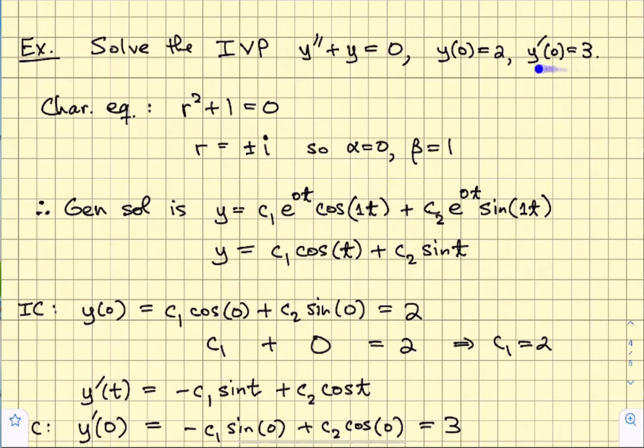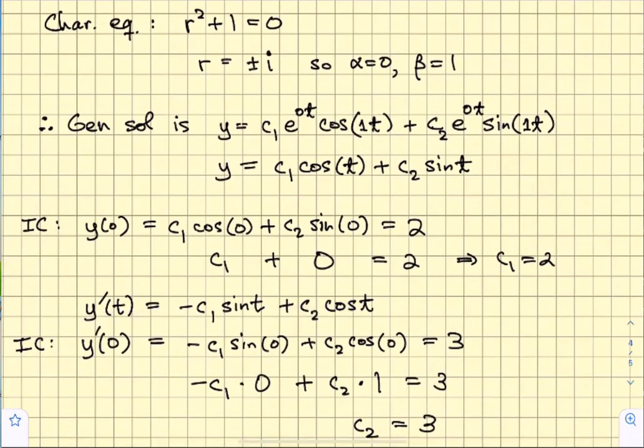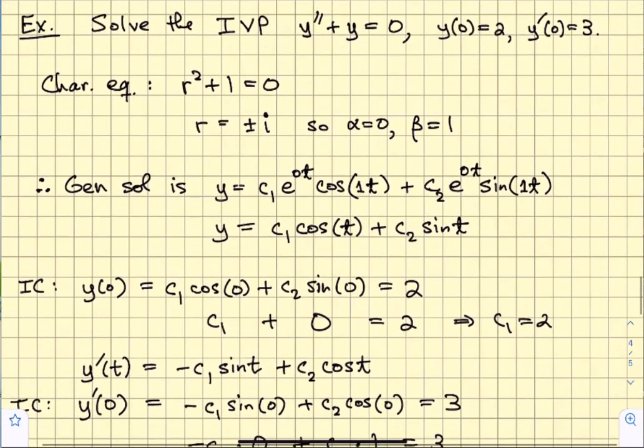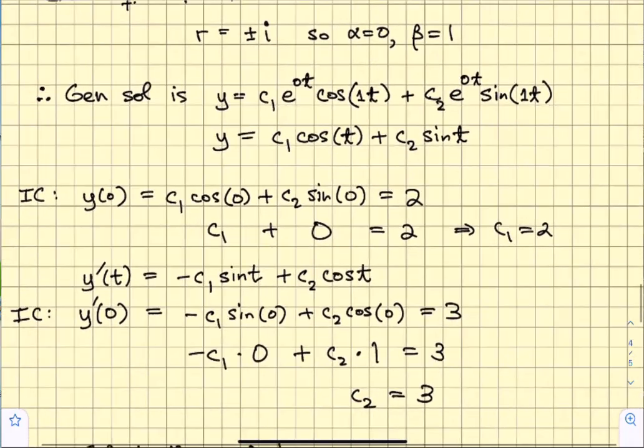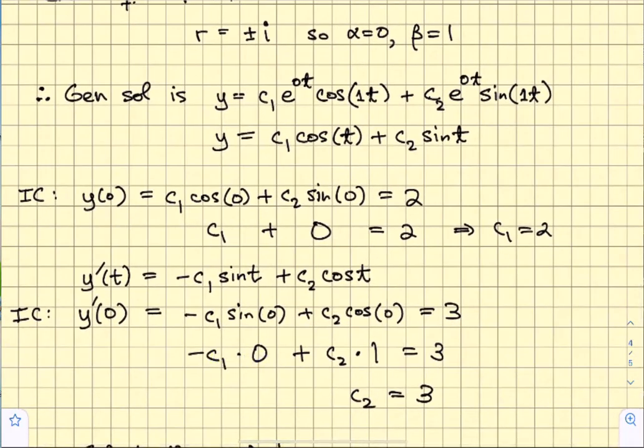To find the other one, so 1 down, 1 to go, I found C1, I need to find C2. I'm just going to calculate the derivative of y with respect to t. So I'm looking at this line, I'm differentiating, then I'm plugging in the 0, and I'm setting it equal to 3 because that's what my initial condition was. When I do that, C1 goes away, and I get C2 is 3.